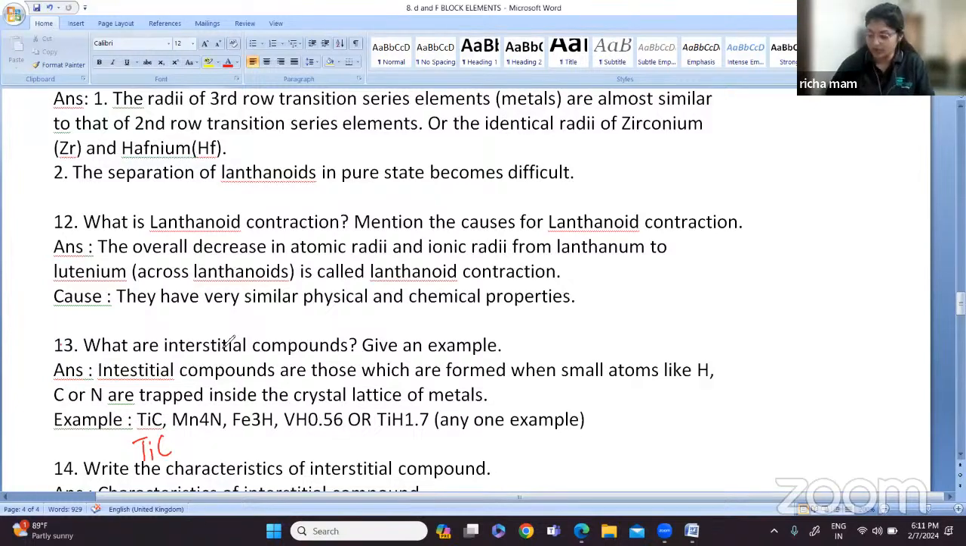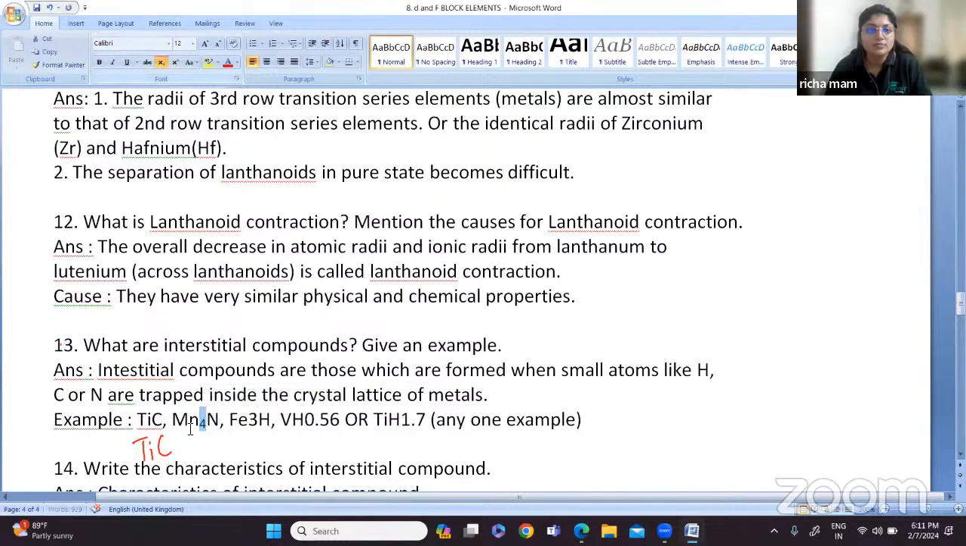Then Mn4N, just a second. Mn4N, then Fe3H, okay, Fe3H, then VH 0.56. So the hydrogen stoichiometric ratio is 0.56. Then titanium hydride, that hydride proportion is 1.5, okay, 1.7.